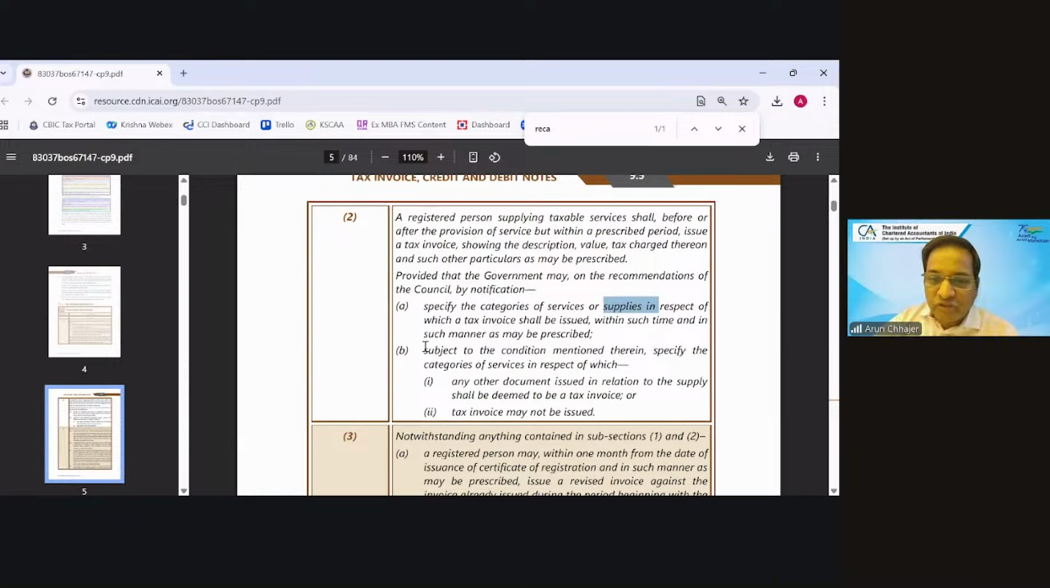Subject to the condition mentioned therein, specify the category of the services in respect of which any other document in relation to the supply shall be deemed to be the tax invoice. Can anyone give me the example for this category? कोई दूसरा document which government says that it will be deemed that it is a tax invoice? Any example? Can you quote कि जहां पे गवर्नमेंट ने कहा है कि this document will be treated as tax invoice? कोई document?